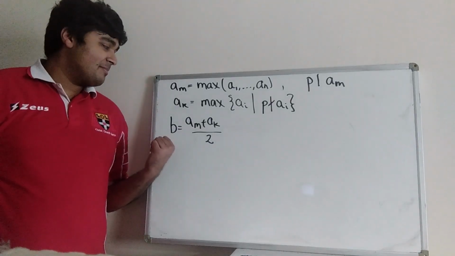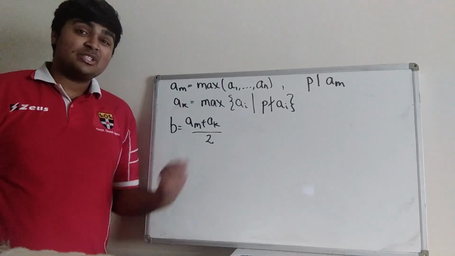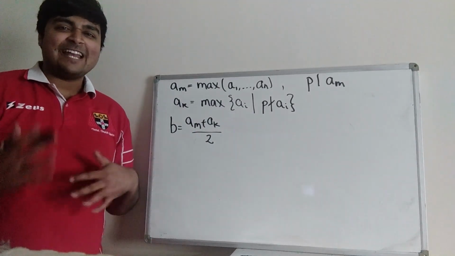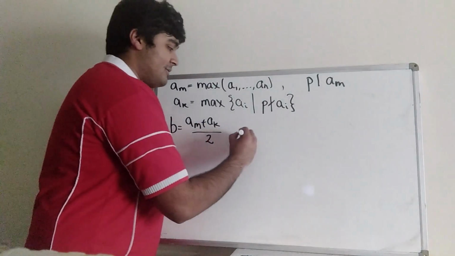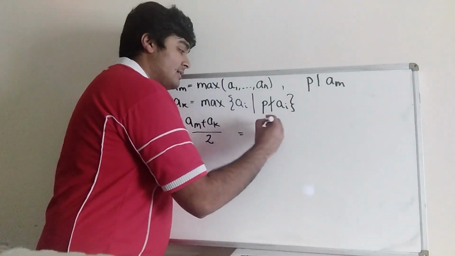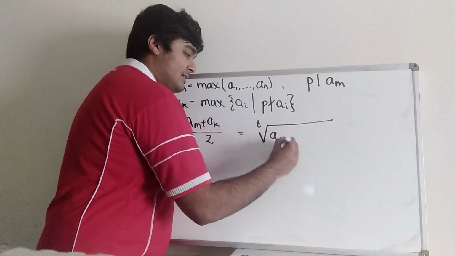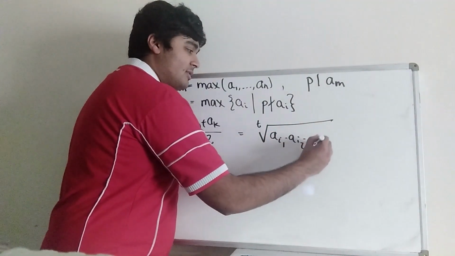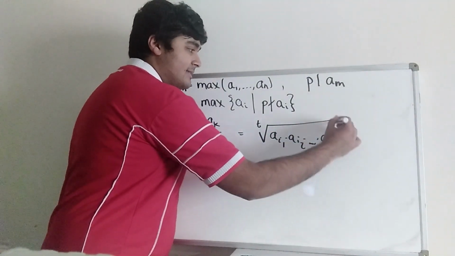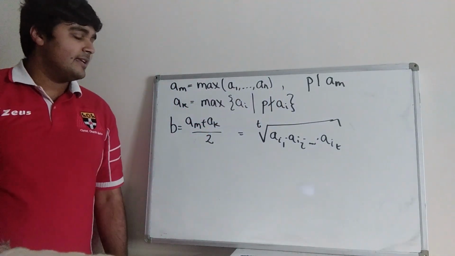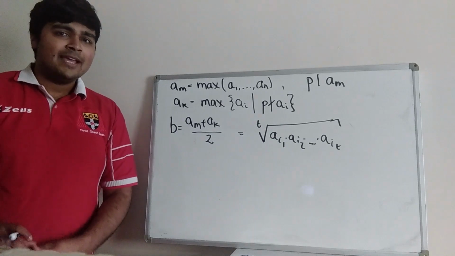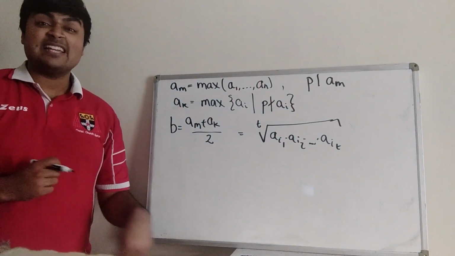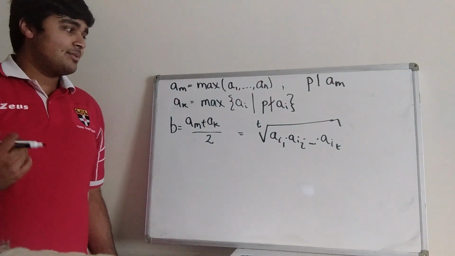Okay, so we want to prove that b, which is just (a_m + a_k) over 2, is never the geometric mean of any subcollection of the a_i's. Well, suppose it was. So suppose it equals the t-th root of, say, a_i1 times a_i2 times so on, all the way up to a_it, for some positive integer t. And we have this guy here equals this guy here. And what we're going to do is split this up into two different cases and show that each of those cases leads to a contradiction.